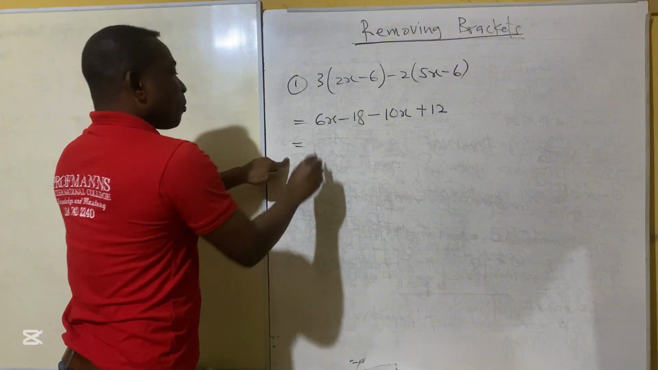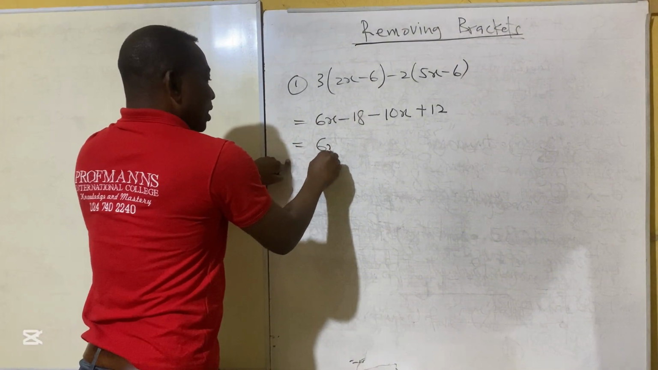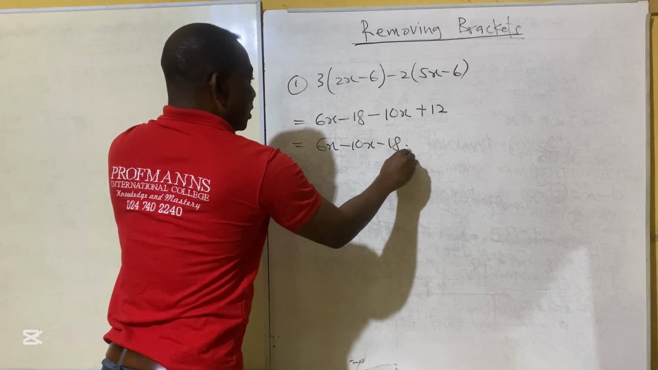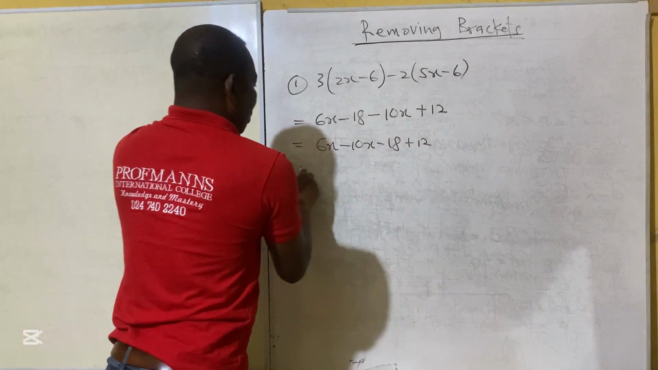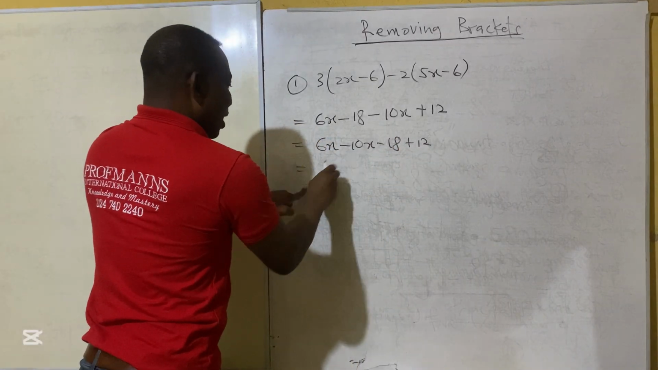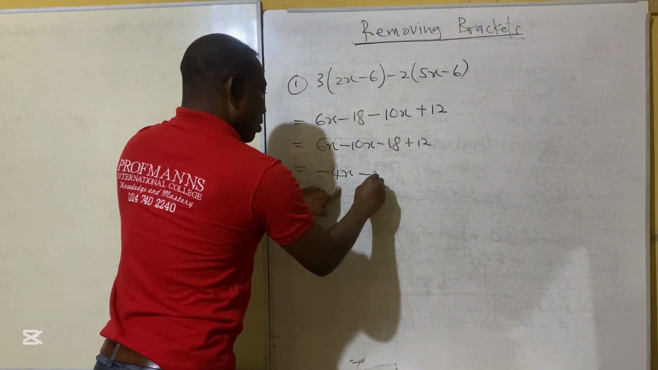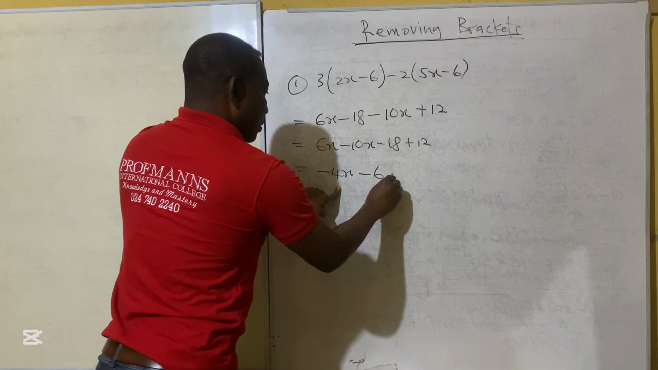So here too, we group like terms as before. So 6x minus 10x minus 18 plus 12. So when we simplify, we are going to get minus 4x, and then this one will give us minus 6.